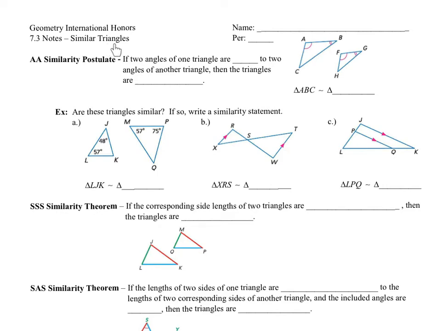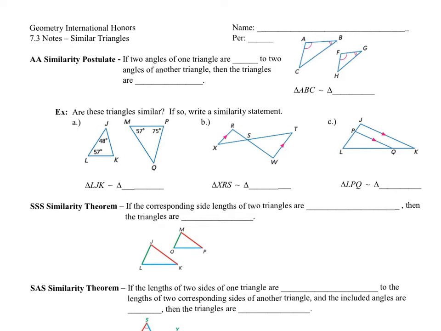We could show that two triangles were similar by using the definition. In other words, showing that all three pairs of angles were congruent and all three pairs of corresponding sides are proportional. Or we could use some shortcuts. So we're going to learn some shortcuts today for guaranteeing that two triangles are similar instead of using the definition.